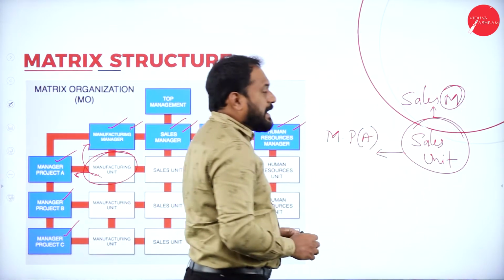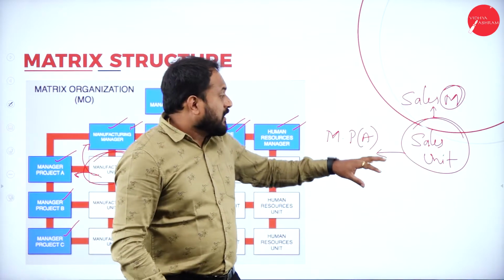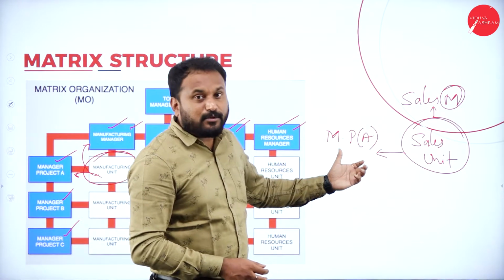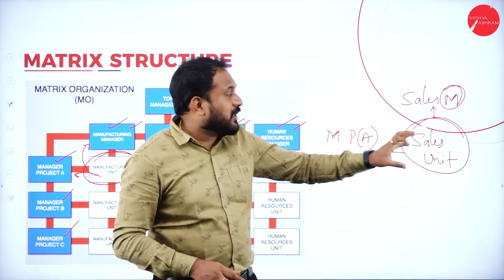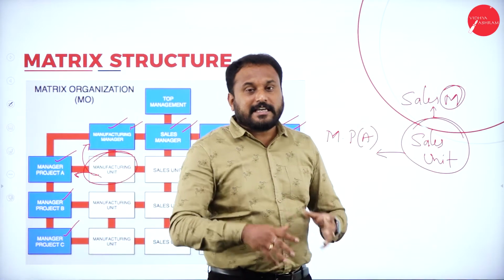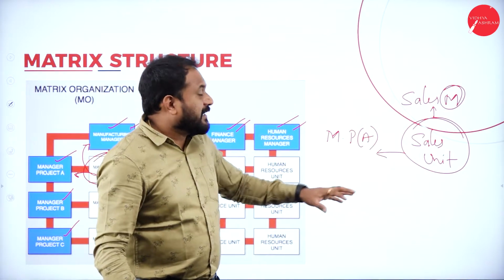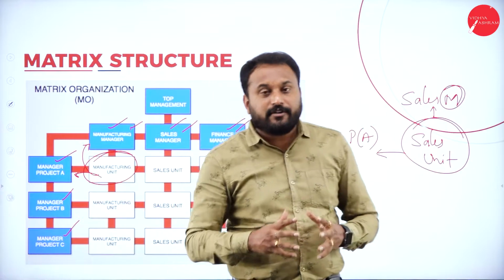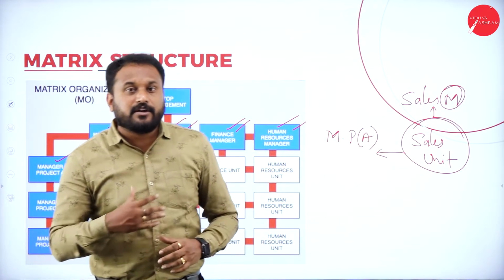Now that means what happens? There is a merit as well as a demerit. Now what is the merit? The sales unit will actually get trained under the project manager who is an expert in the field of the entire work, plus the sales manager who is an expert in the field of sales. Now what is the demerit? The demerit is there is no unity of command and there is no unity of direction. That means there is a lack of unity of command and a lack of unity of direction.